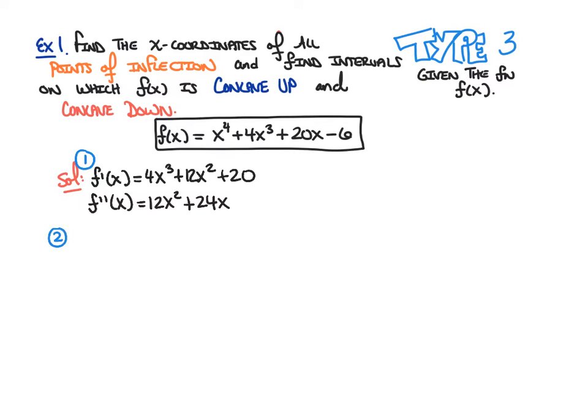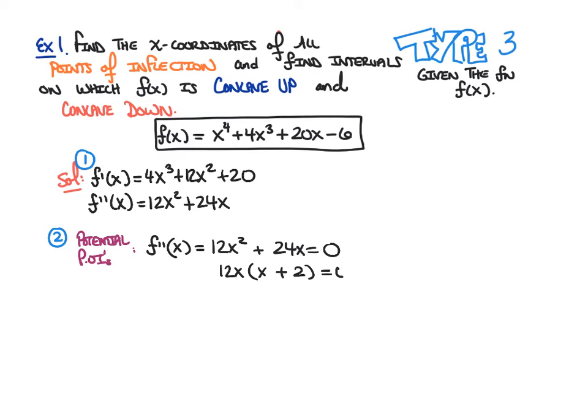Step 2, you're going to highlight your potential points of inflection. And to find those potential POIs, you look at your second derivative and you try to see if it ever does not exist, which it doesn't in this case. But then you try to set it equal to 0 and see for which x values your second derivative is 0. And that's going to involve factoring. So I'm going to factor a 12x out of both terms. And you're going to find that you get 2 points, x equals 0 and x equals minus 2.